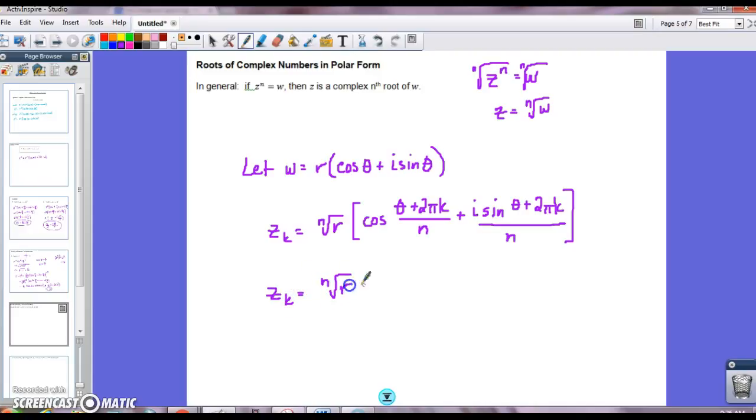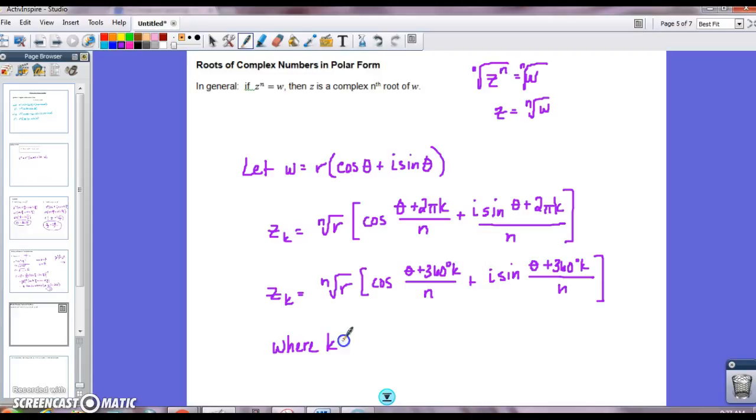So we've got the nth root of r times the cosine of theta plus 360 degrees times k over n plus i sine of theta plus 360 degrees k over n. So when we were raising to a power, we multiplied by n, but when we're taking the root, we're dividing by n, but we're taking all possibilities of that.